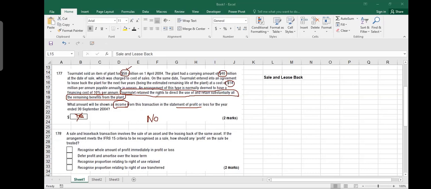So this is where you should pay attention: who has the control. If control is still with him, you don't consider it as a sale transaction, because in a sale transaction, control should be transferred. So it's not a revenue transaction anymore. Then comes your number 178.